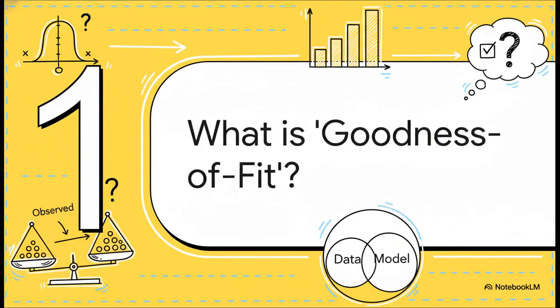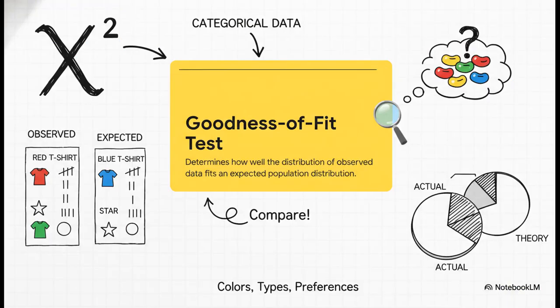Okay, first things first. Before we can solve the case, we have to understand the lingo. So what exactly are we talking about when we say goodness of fit? It's really all in the name. A goodness of fit test is basically a statistical showdown. It pits what you actually observed in your data against what you expected to find. It's the perfect tool when you're working with categorical data, things that fall into distinct buckets like colors or different types of products or survey responses.